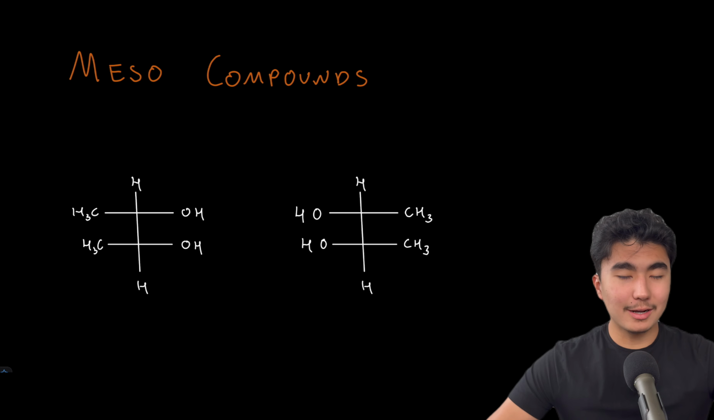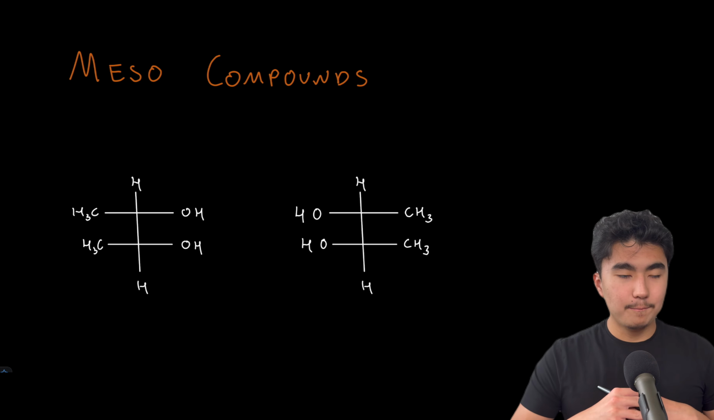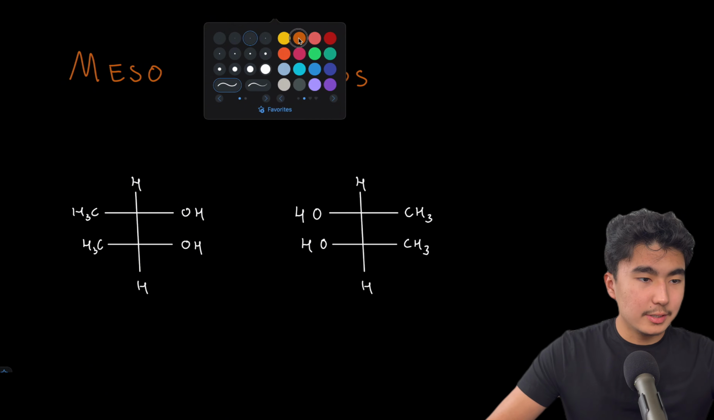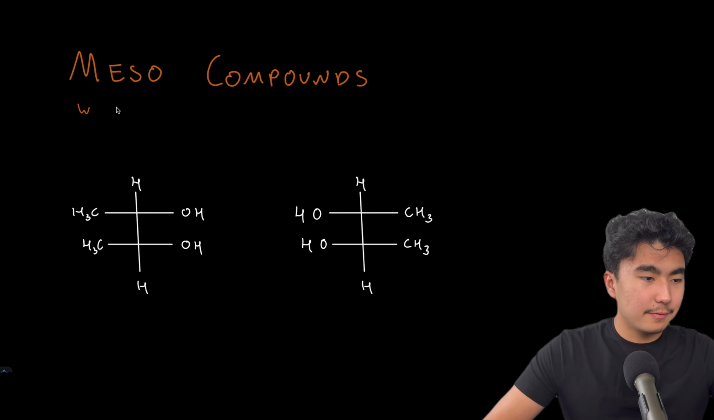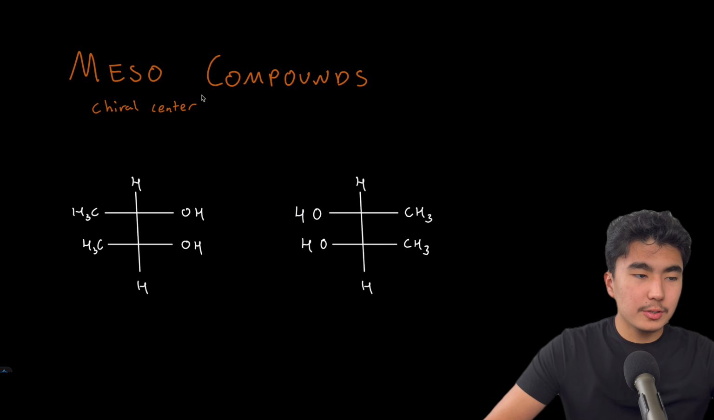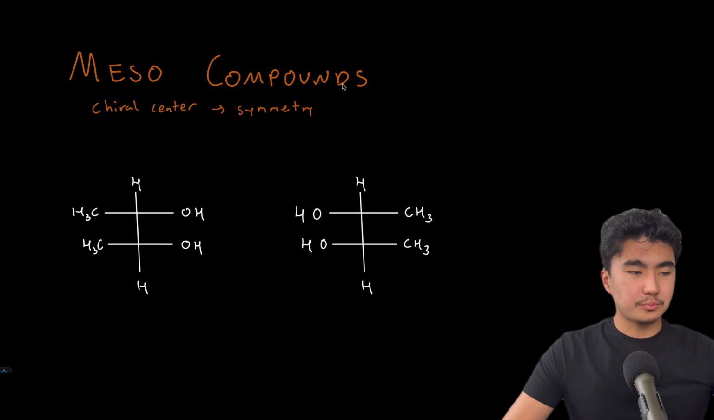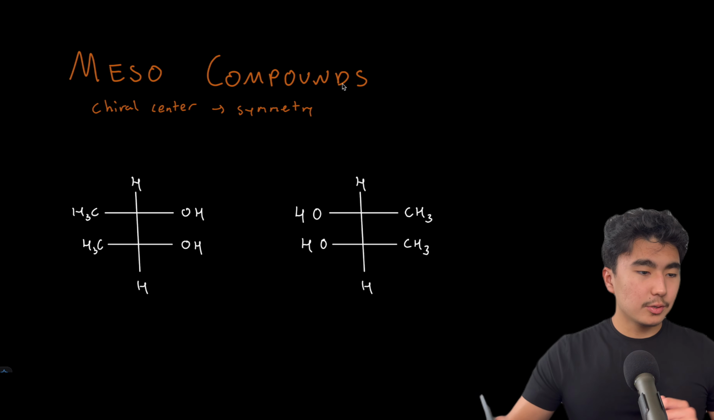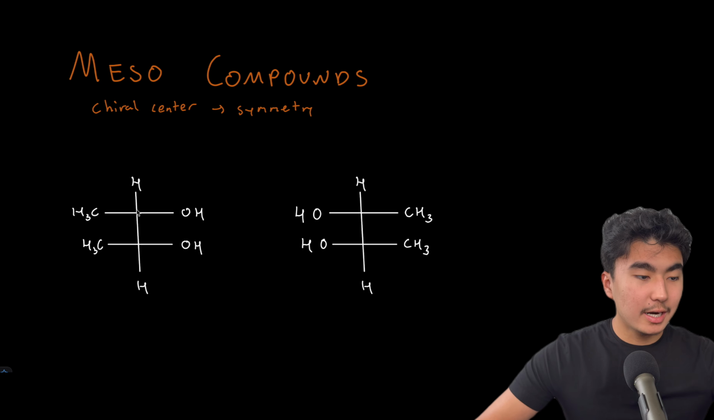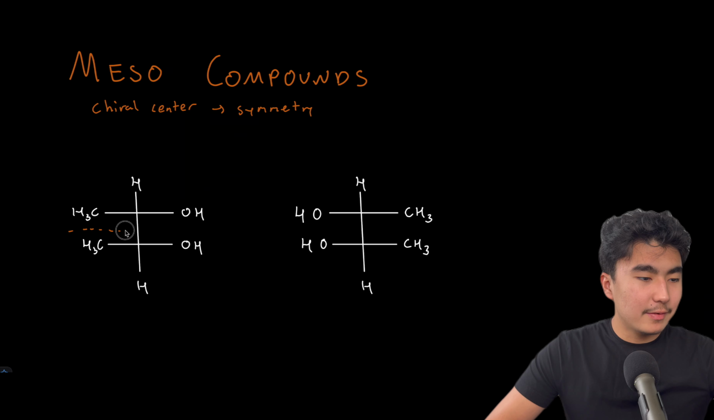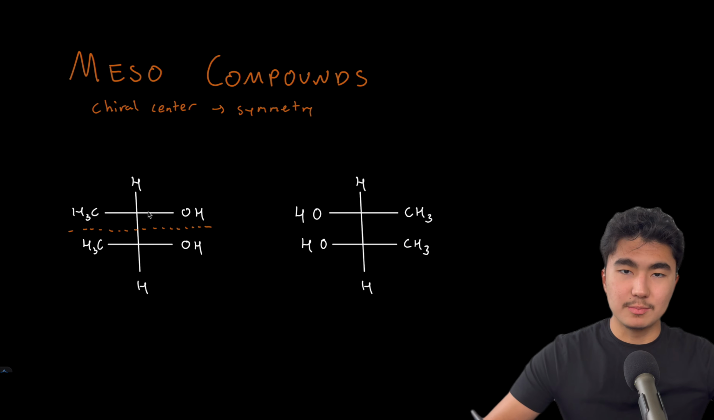Now, our last topic of this video is talking all about meso compounds. Meso compounds will have a chiral center, so we're going to have a carbon that is bonded to 4 different groups, but that chiral center will have symmetry. So what does that look like? Well, if we're looking at this molecule over here, we have a chiral center, a carbon bonded to 4 different groups, but you can see that we have an internal plane of symmetry. That's a meso compound.